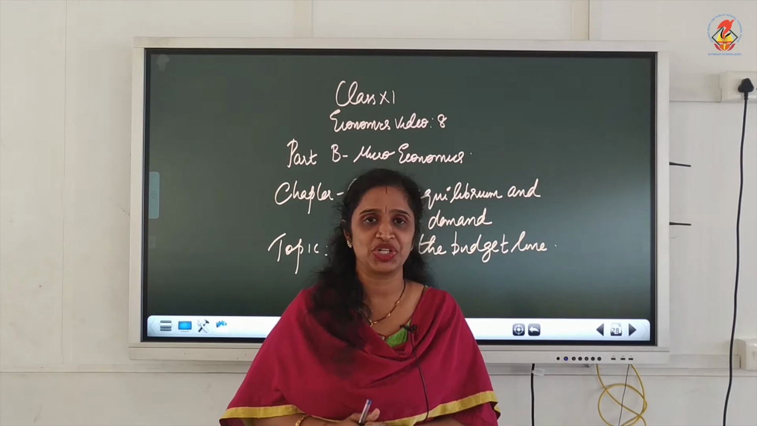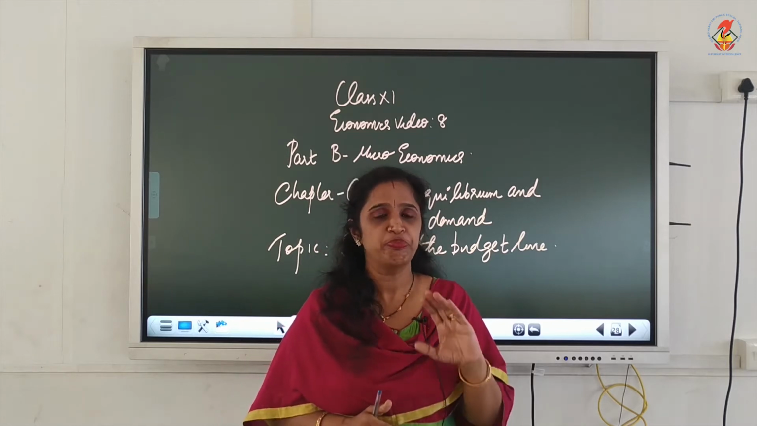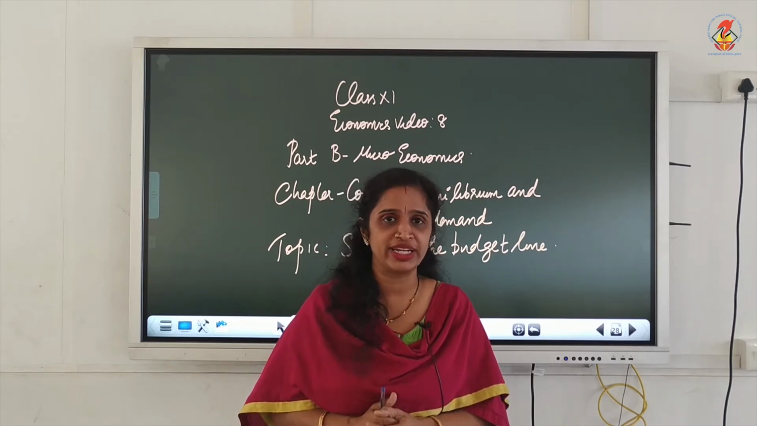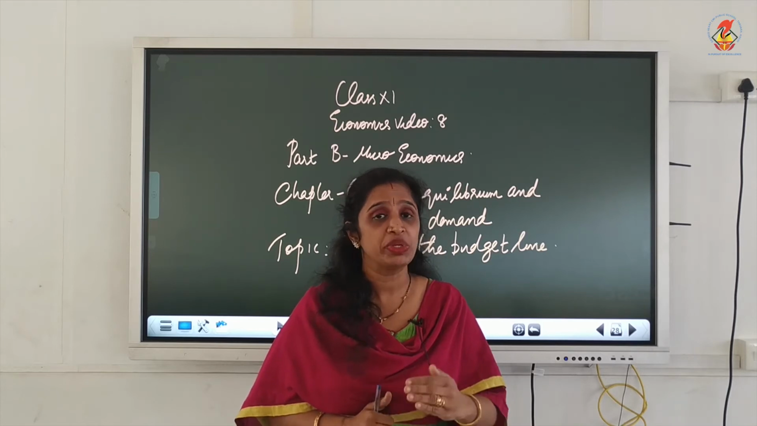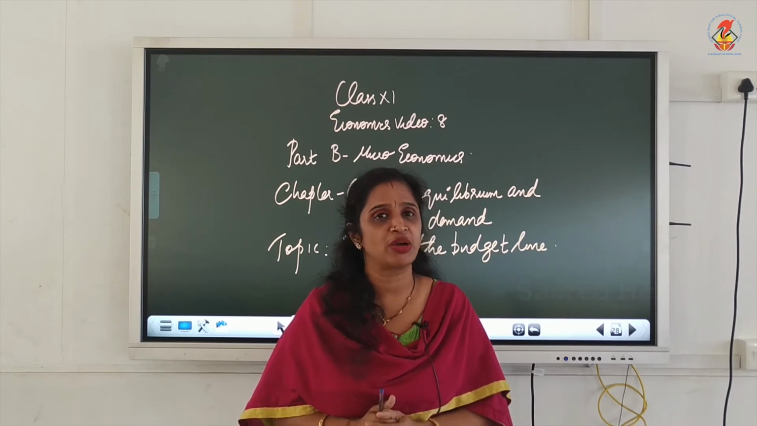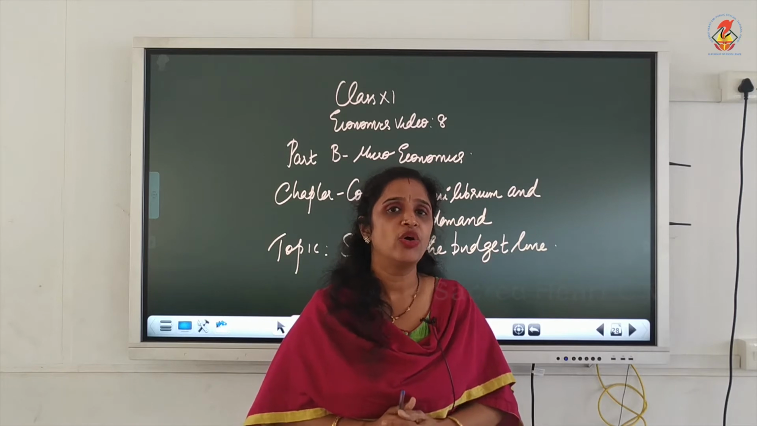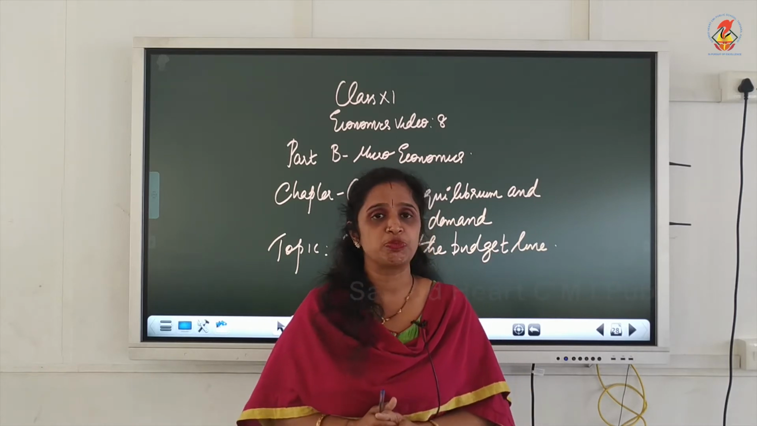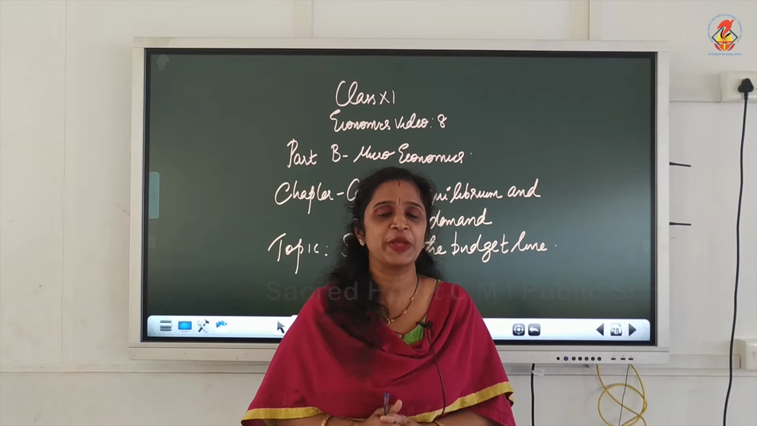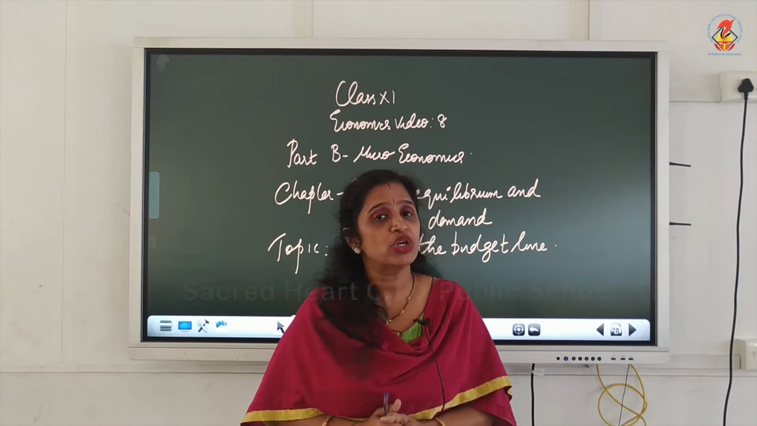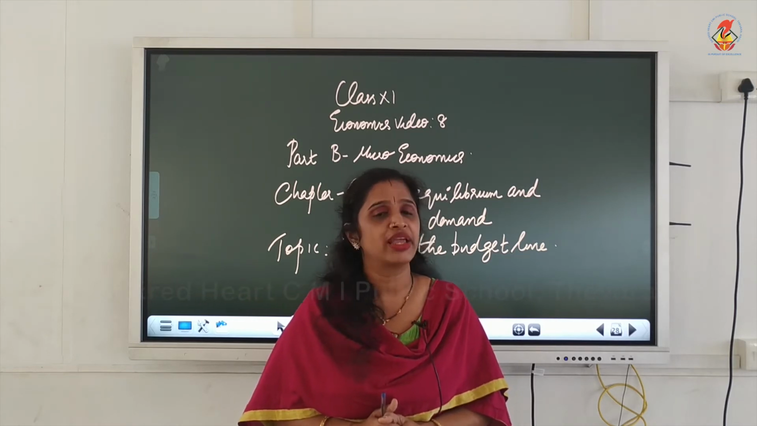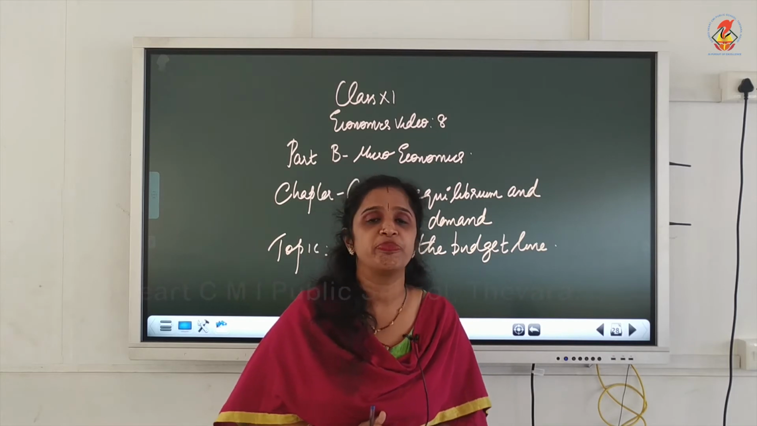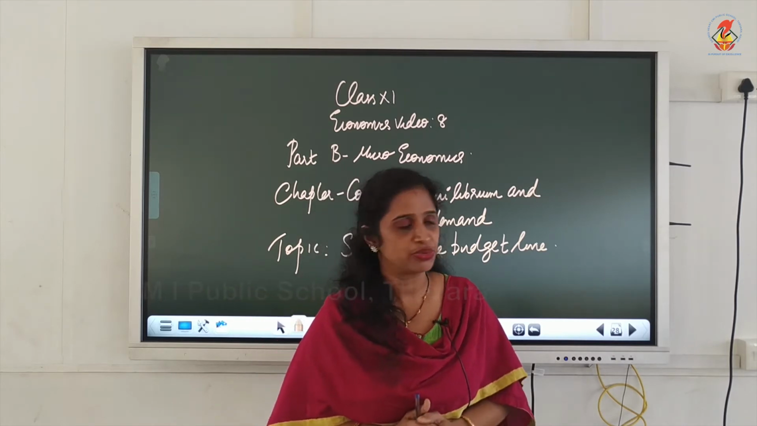You know what is a budget line? It shows the possible combinations of two commodities that a consumer can buy with his given income and prices of the commodities given. Now you know the equation of budget line, that is Px into X plus Py into Y is equal to M. Under what all circumstances a budget line will get shifted? That is a topic that we are going to learn now.